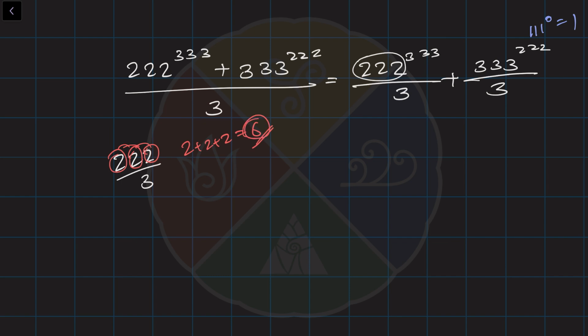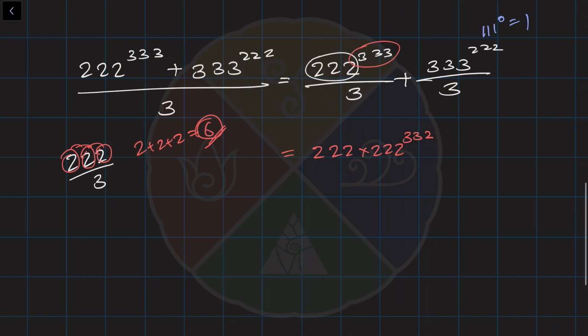Therefore, 222 is also divisible by 3. So if you check this, it will become 222 into 222 raised to 332. I'm separating this into two parts and dividing by 3. And this part is automatically divisible. If you divide 222 by 3, you are going to get 74. So, if I do the division, I am going to get 74 here.